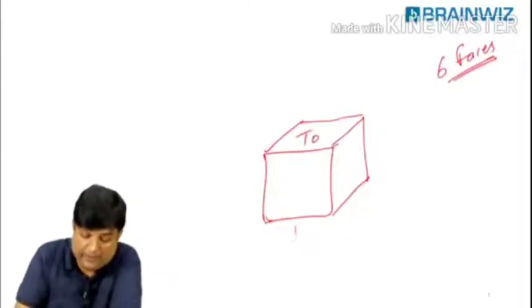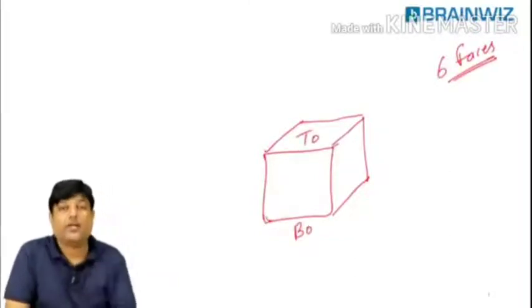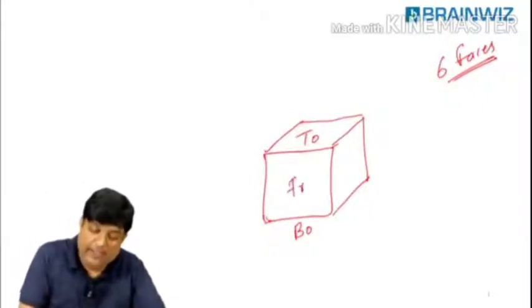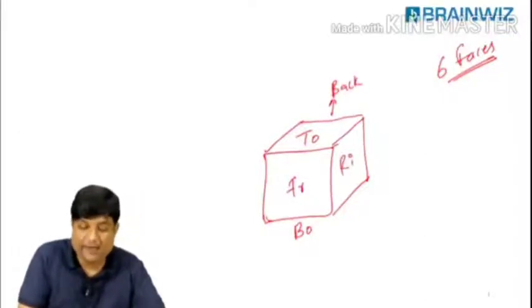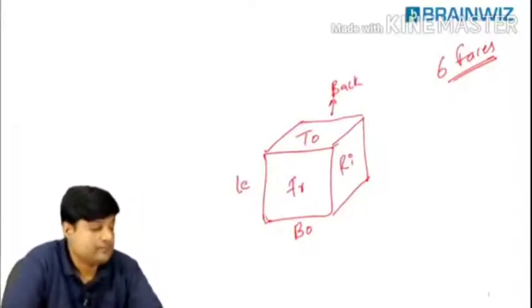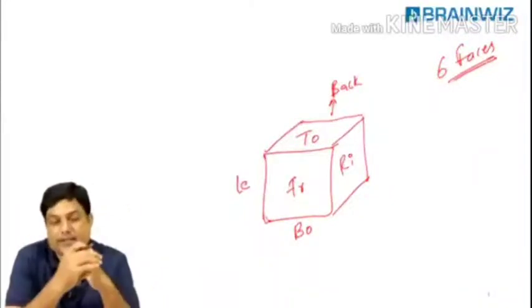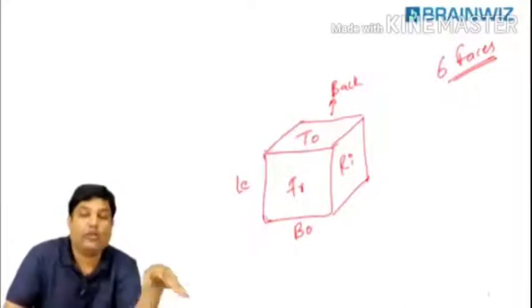This is a top face, this is a bottom face. This is a front face and this side is a back face. And this is a right side face and this is the left side face. So students, you should have an idea. A cube has how many faces? 6 faces. Could you please shout and tell me what are opposite here?